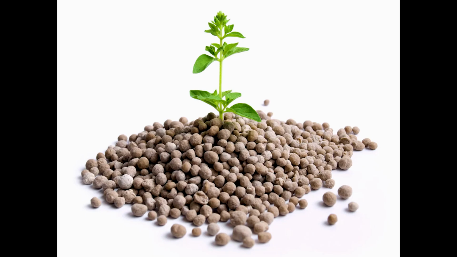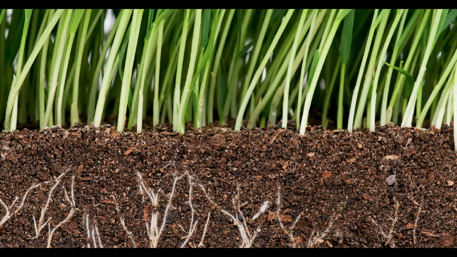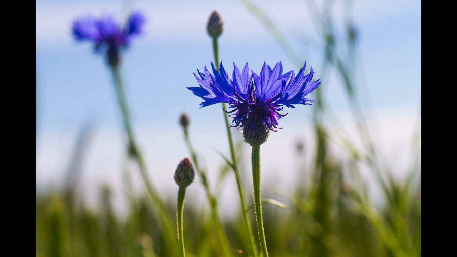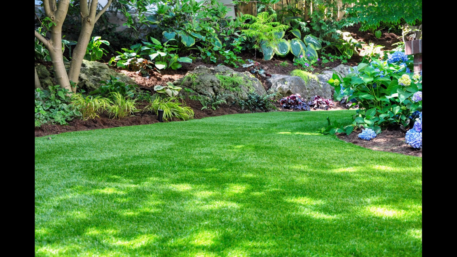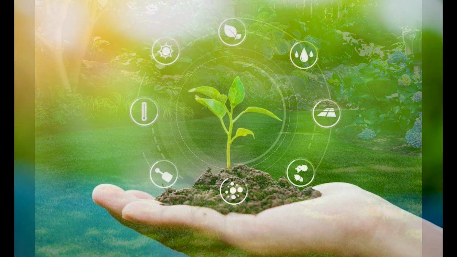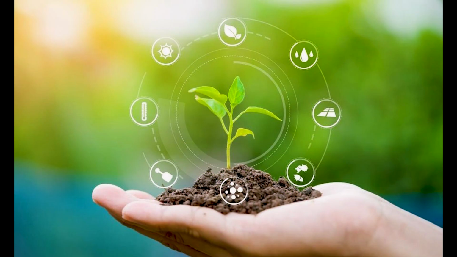Phosphorus is crucial for the energy transfer within cells, aiding in the formation of roots, flowers, fruits and seeds. It also helps in the proper utilisation of sugars and other key nutrients. Potassium plays a vital role in maintaining overall plant health. It enhances disease resistance, improves water and nutrient uptake, and supports the development of strong stems, lush leaves and vibrant flowers. Achieving the right balance of NPK is crucial for optimal plant growth and productivity.